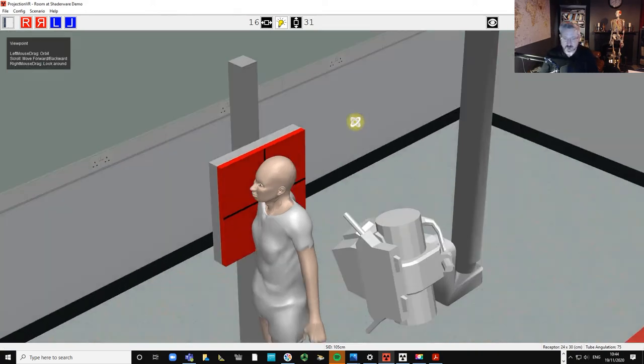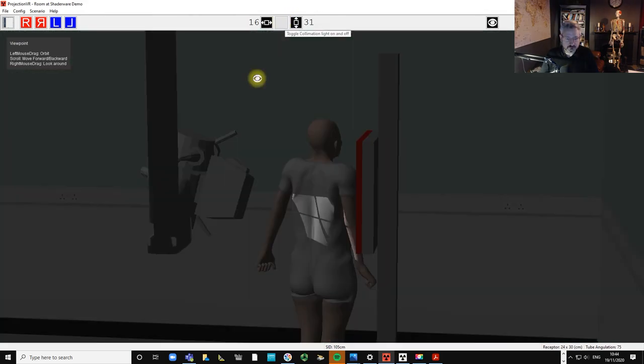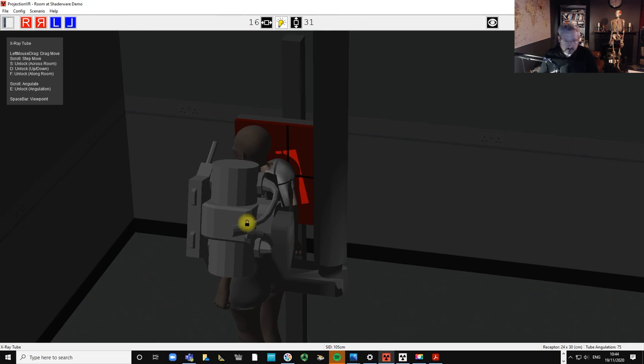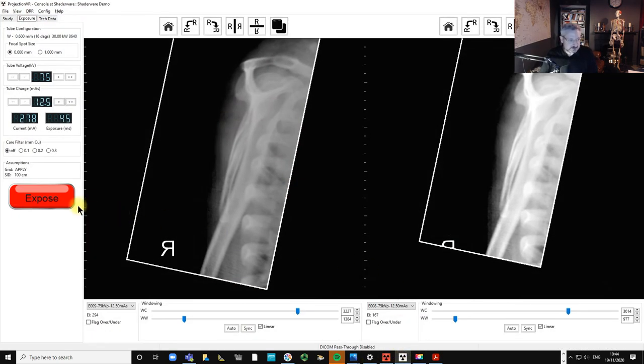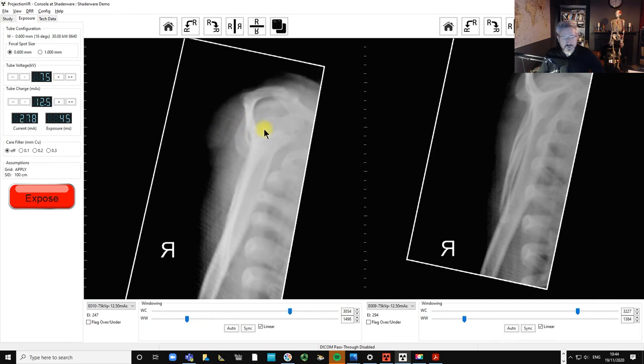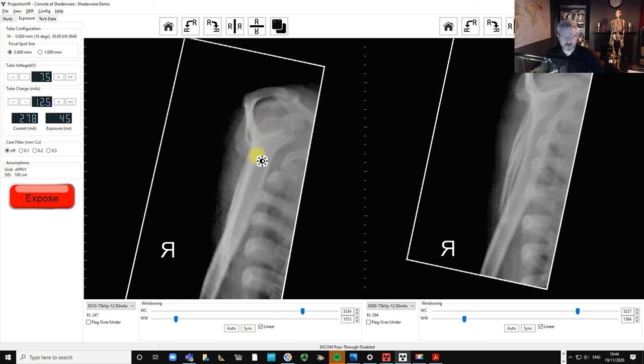Okay, so we've got a 15 degree angle now down, and we can move this to center. We don't really need to move the bucky much for 15 degrees, and we'll expose that. So there's the difference between the straight scapula Y and the near 15 degree angled down scapula Y. The ribs are much more in profile, and it opens up the acromion, so we now see the acromion and the spine of scapula.